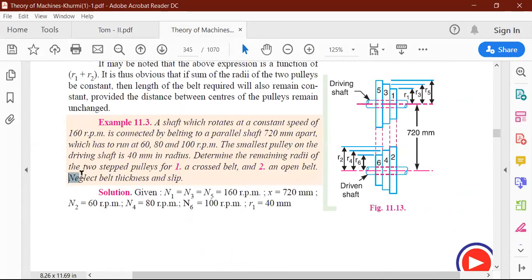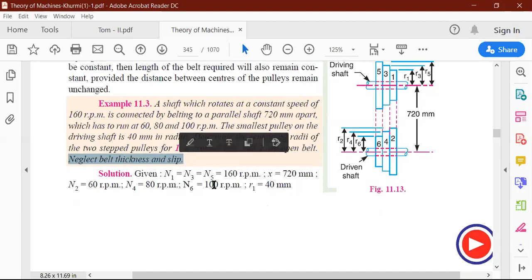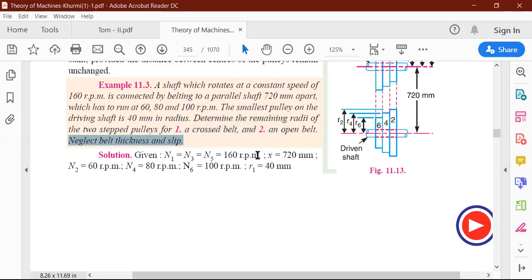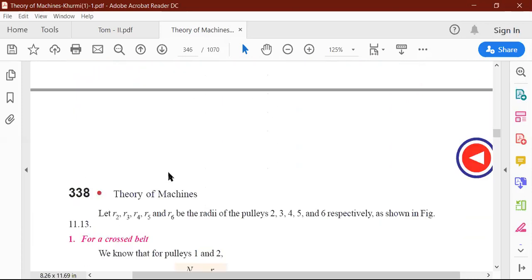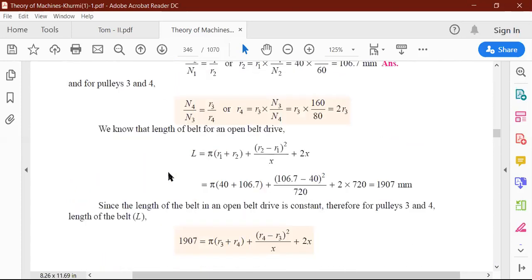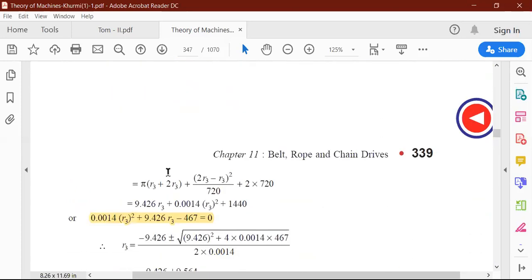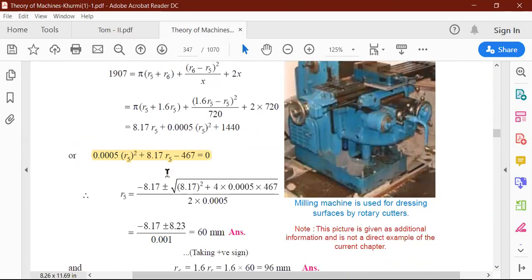Again, neglect the belt thickness and slip. This is a very important parameter mentioned in your numerical. If I edit this numerical by adding the thickness as well as slip, you can also calculate it. So first you should go through the numerical, understand the diagram, write down the given things, then try to solve the numerical so you can understand. This is a very simple numerical, but it should be asked in your examination.